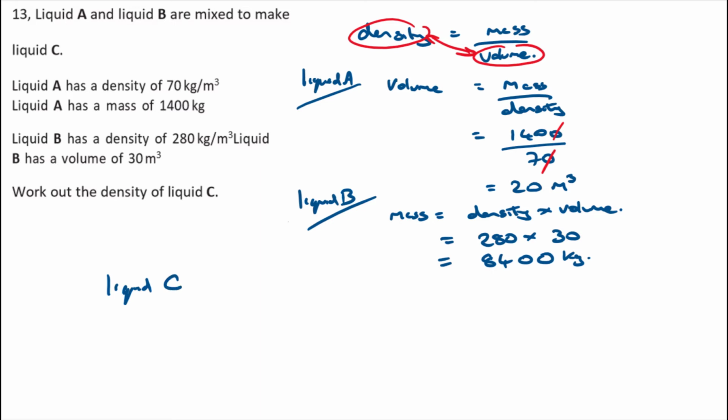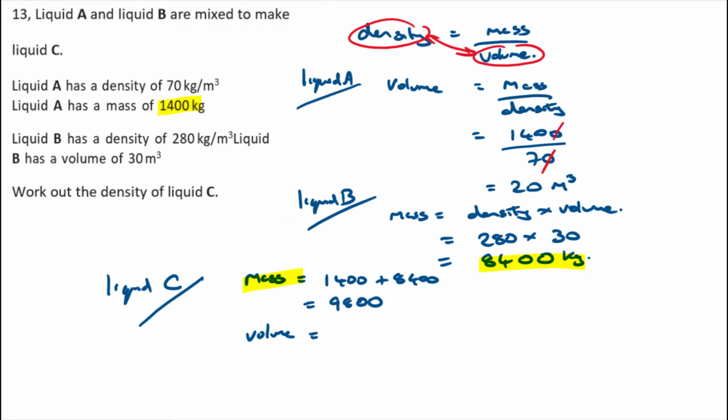Okay, so for liquid C, its mass is going to be the two masses added together then, isn't it? It's going to be the 1400, which is the mass of liquid A, and my mass of liquid B that I added together there. So it's going to be 1400 plus 8400, which is 9800. And then its volume is going to be the two volumes added together.